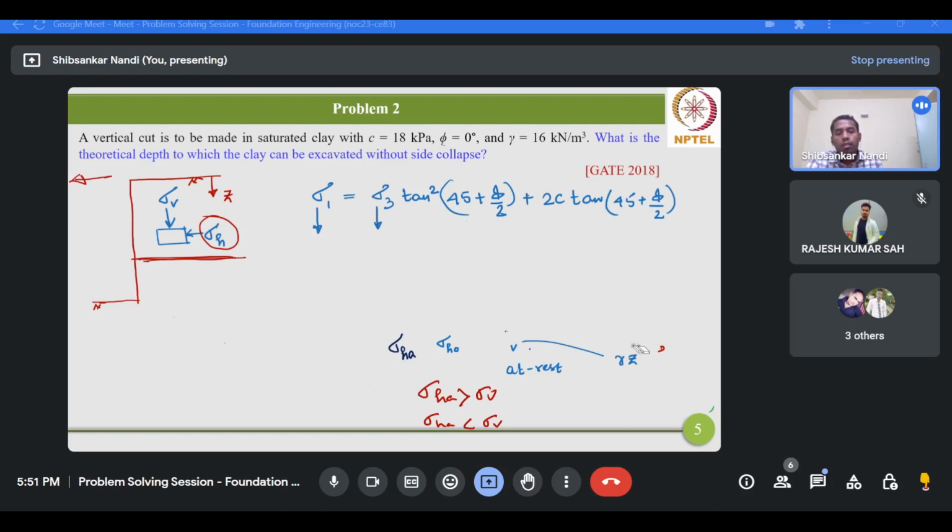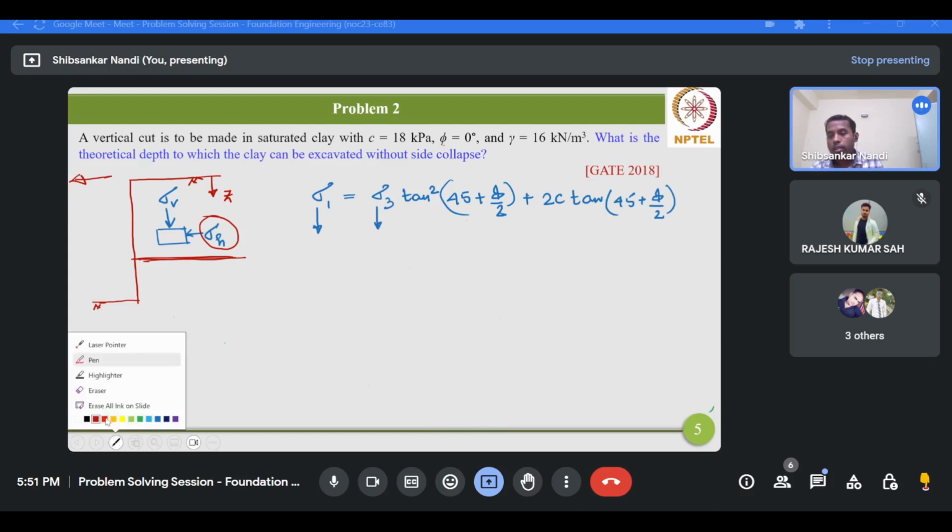So this sigma 1, for the active condition, this sigma 1 would be sigma B, and sigma 3 would be sigma HA. And our concern is to draw the distribution of the sigma HA along the height of the wall.